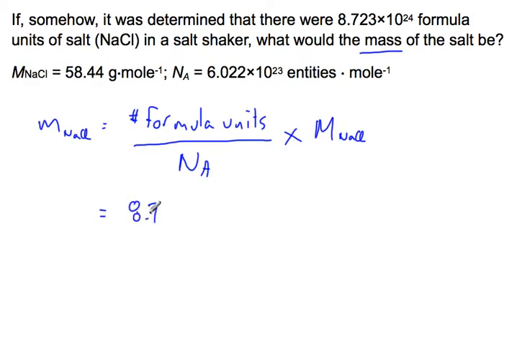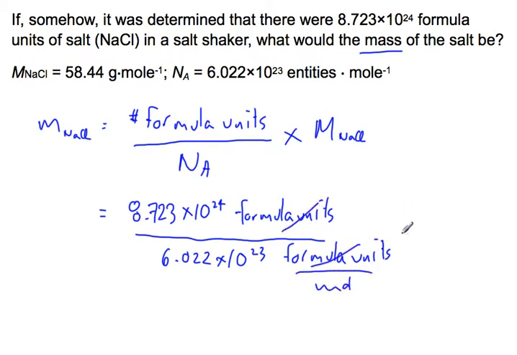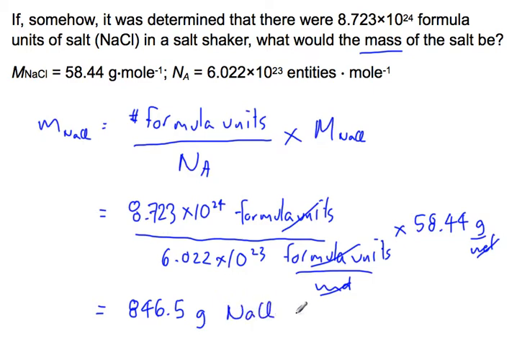So 8.723 times 10 to the 24th formula units divided by my Avogadro constant, 6.022 times 10 to the 23rd. Units are formula units per mole. And those formula units divide out. I'm at moles now when I do that math, and then I multiply by my molar mass, 58.44 grams per mole. Now moles divide out. I'm left with the unit of gram, which is great because I'm looking for mass. And the mass is, to the correct number of sig figs, 846.5 grams NaCl. That's a very large salt shaker if you have almost a kilogram of salt in there.